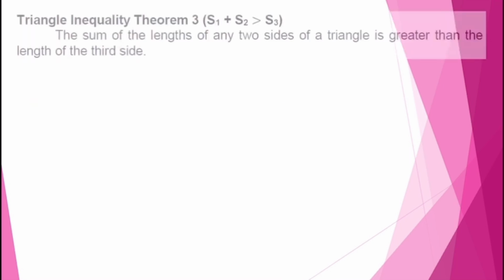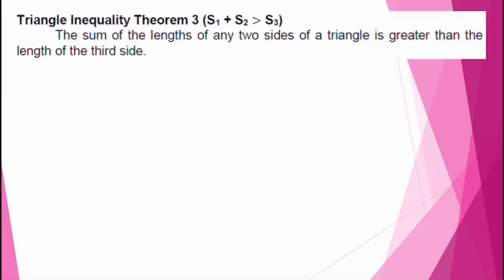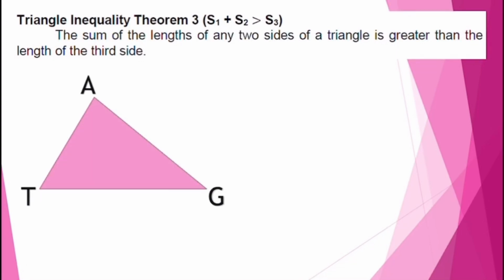Next, for our triangle inequality theorem 3, the sum of the lengths of any two sides of a triangle is greater than the length of the third side. In this triangle inequality, you will add the lengths of any two sides. The sum of the two sides should be greater than the third side. For example, let's construct triangle TAG with the measure of lengths. TA is equal to 12, AG is equal to 15, and TG is equal to 26.